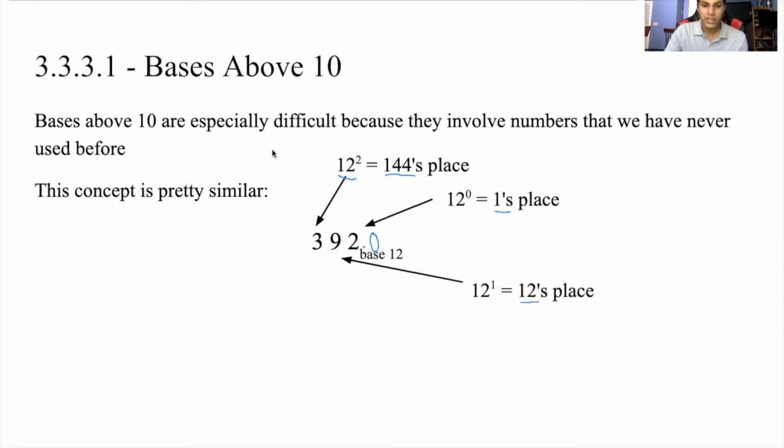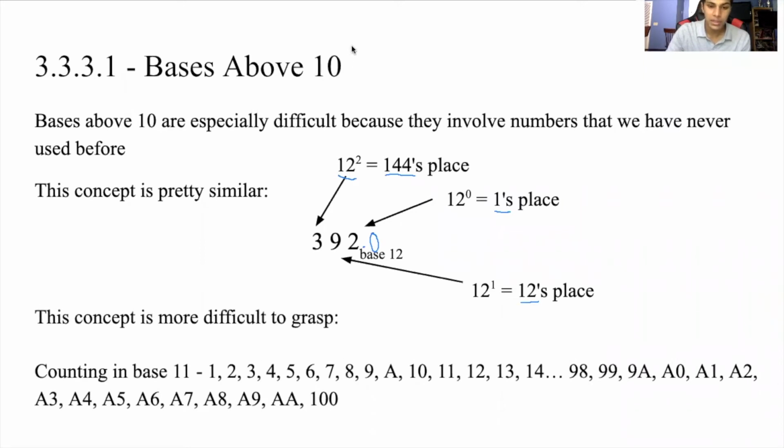Now, the next concept, the other way that we learned what bases are in terms of counting, is actually quite different. And here's how it works. If I were to try and count in base 11, it would go like this: 1, 2, 3, 4, 5, 6, 7, 8, 9, A, 10, 11, 12, 13, 14. And eventually I get to 98, and I'd go 98, 99, 9A, A0, A1, A2. And when I get to AA, I go to 100. So that was probably a bit confusing, but let me explain why this happens.